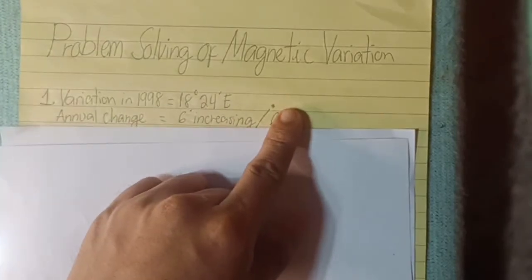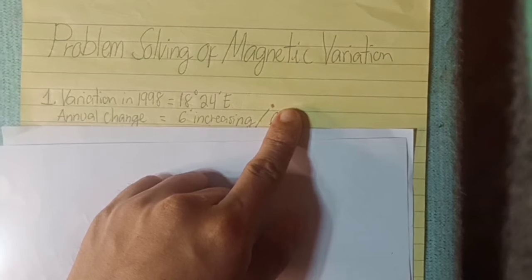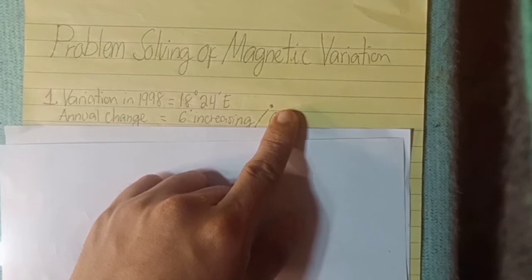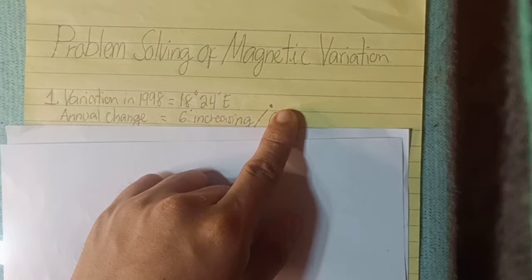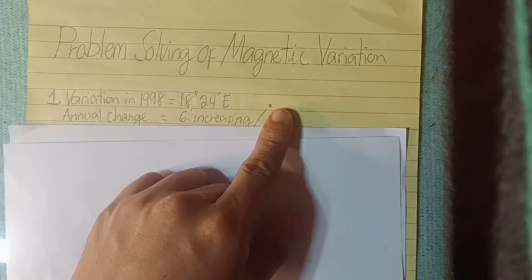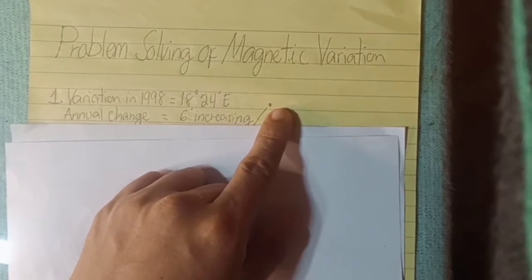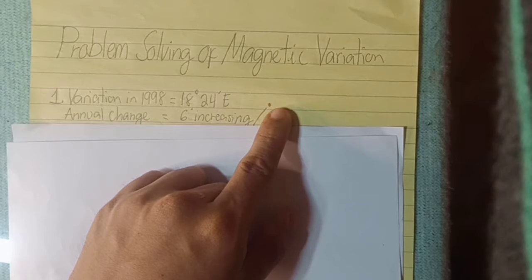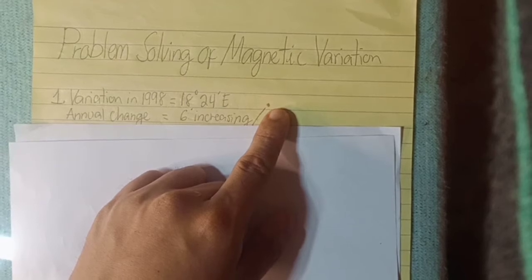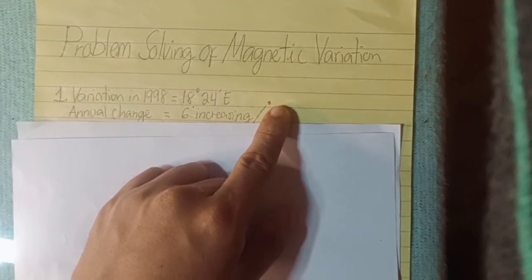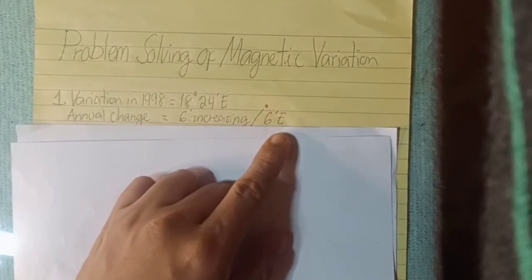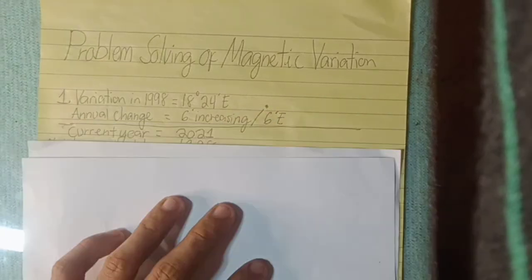So I have a second example of problem solving of magnetic variation. Number 1: variation in 1998 is 18 degrees 24 minutes east. The annual change is 6 minutes increasing. Although there is no sign here, remember if there is the same sign, we will add it, and that means the variation is increasing. So the sign is still the same, 6 minutes east.